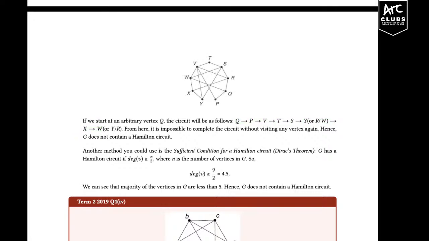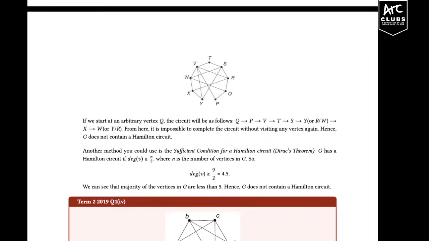Hopefully you're more convinced that there is no Hamilton circuit. In your own time, if you want to try visiting vertex R first instead of Y, you'll end up with the same conclusion. So you can see that from here it's impossible to complete the circuit without visiting any vertex again, and therefore this graph does not contain a Hamilton circuit.